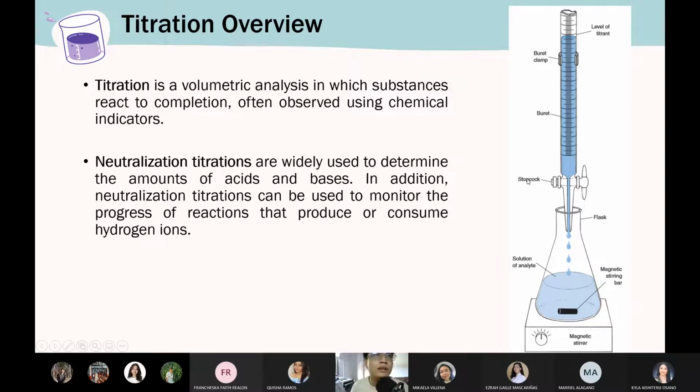But mostly in chemical laboratories, what we actually want to get is the pH, no? The pH changes. Okay? Nag-aaway yung mga pusa sa amin.